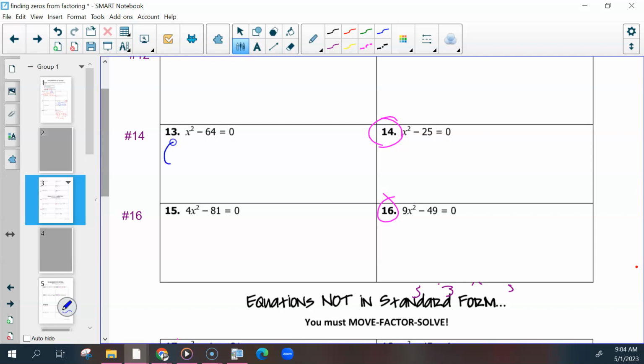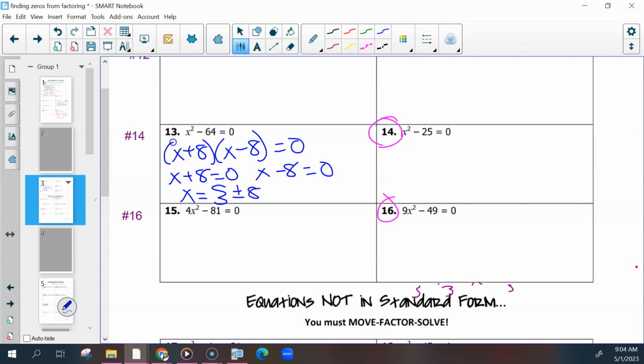X plus 8 and x minus 8. So anytime you do your difference of squares, whatever the variable is, split that. Whatever the number is, take the square root of that, put a plus and minus in between them. Set each factor equal to 0. Correct. And in this case, if you want to write it like this, instead of separating it, you can. So either or.